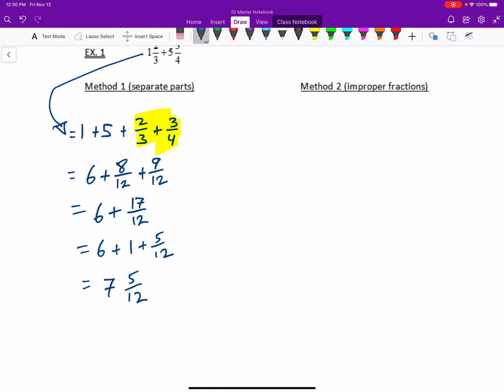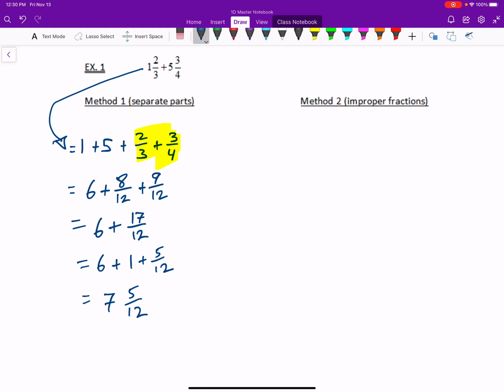All right. Here's what I consider to be better with the improper fraction method. So change both the numbers into improper fractions. As I showed above, I multiply 1 times 3 and add 2. So my first fraction turns into 5/3. My second fraction, I multiply 5 times 4 and add 3, and I get 23 on the top. So just change them into improper fractions.